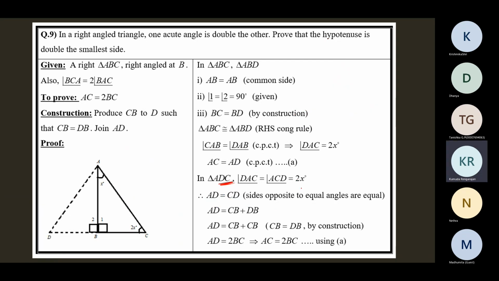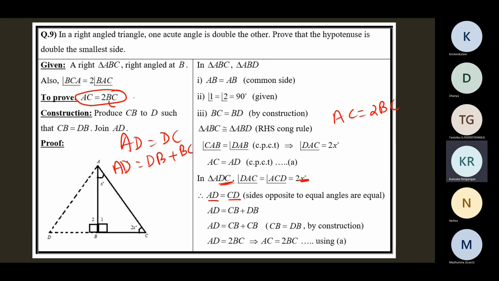So in the whole triangle, since these two angles are 2x, this side is equal to this side. Sides opposite to equal angles are equal. Now we got it. We have AD is equal to DC, children. But what is DC? DB plus BC. See, we are going towards this result. We have to prove that AC is equal to twice BC. So we are going towards this result.